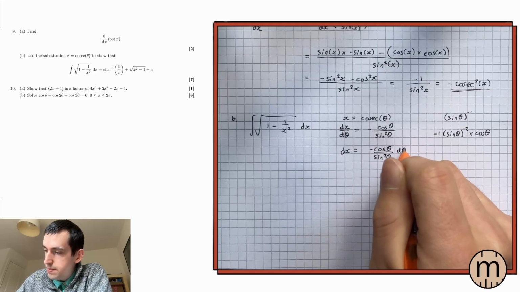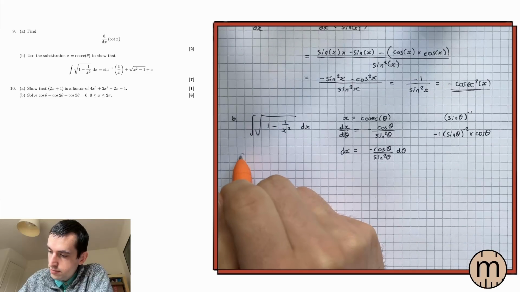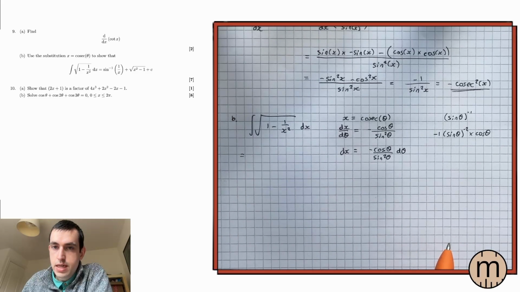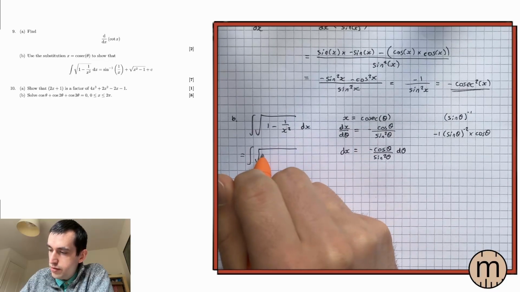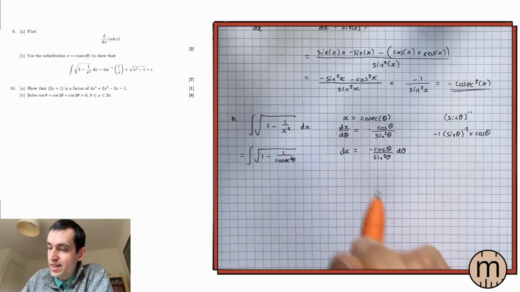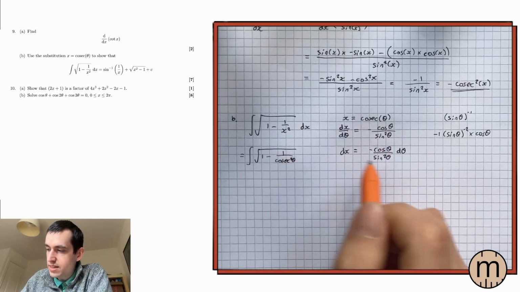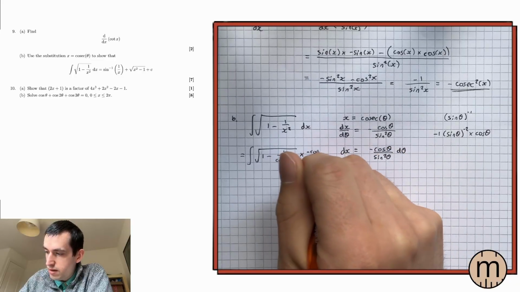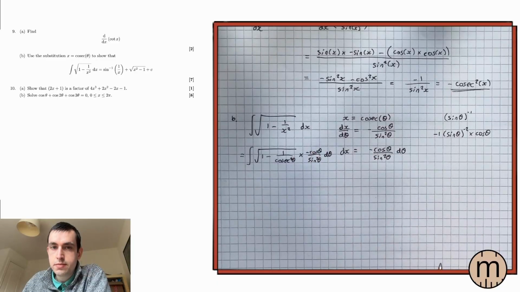Going to get dx is all of that times d theta. Let's continue this integral. What we're going to do is substitute the x in. So we're going to have the square root of 1 minus 1 over, and that's now going to be cosec squared theta, because I've changed x for cosec theta. The dx I'm going to change for this whole thing, minus cos theta over sine squared d theta. Which does look messier than it was originally, but it will simplify down, I hope.